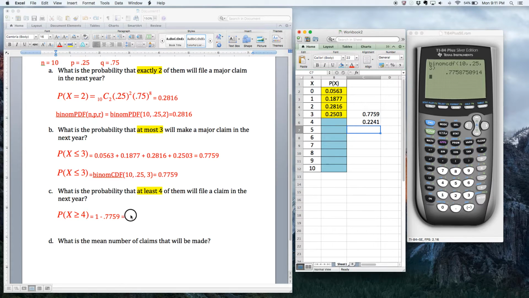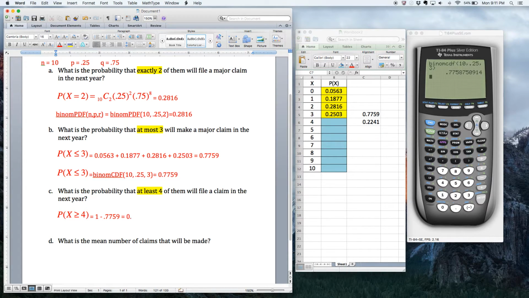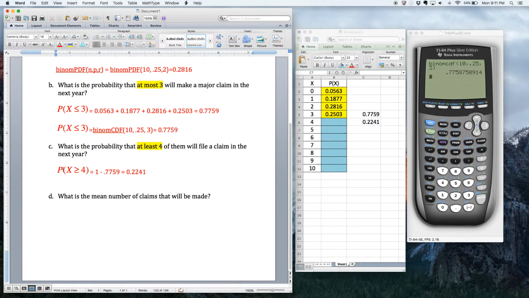That is 0.2241 approximately. All right, so the chances that you're at least 4, which means 4 or more: find all those probabilities and add them, or use some common sense here. Now, as it turns out, you could type this statement, because think about it. What we did was 1 minus the prior answer, right? And what's the prior answer? The prior answer was a Binomial CDF operation.